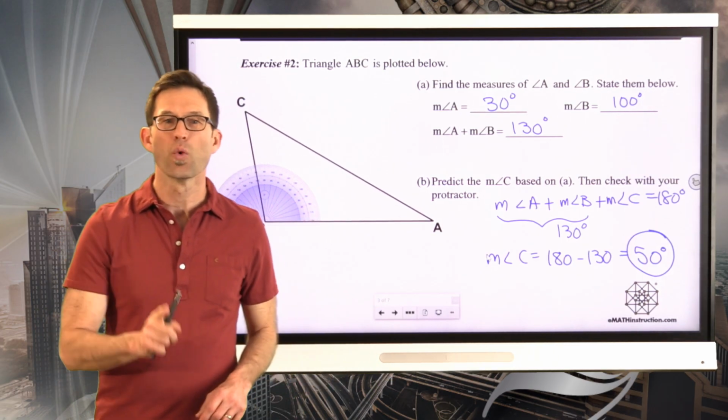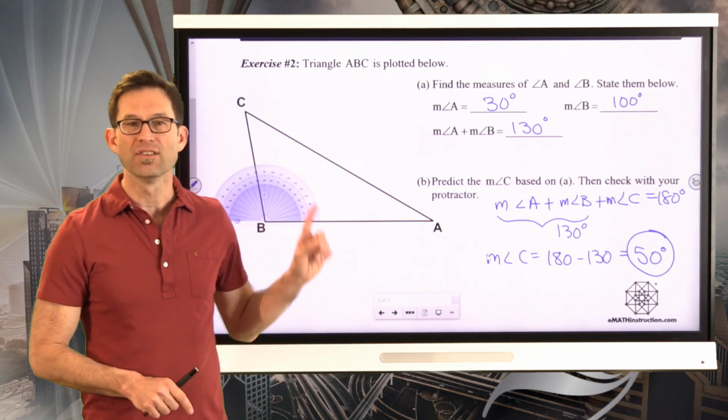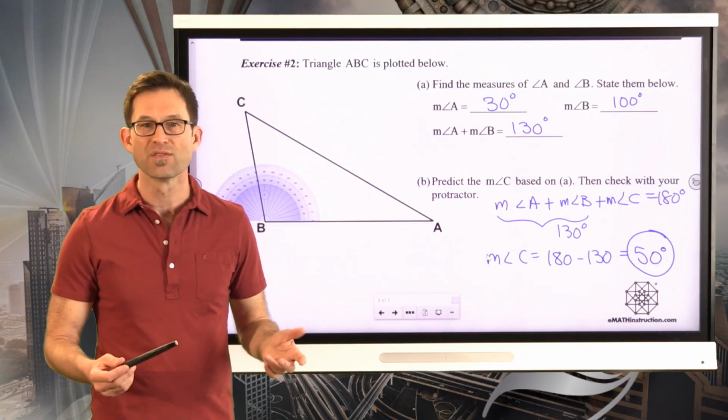But the cool thing is we can check this. Pause the video now, take your protractor, and check to see if the measure of angle C is 50 degrees.